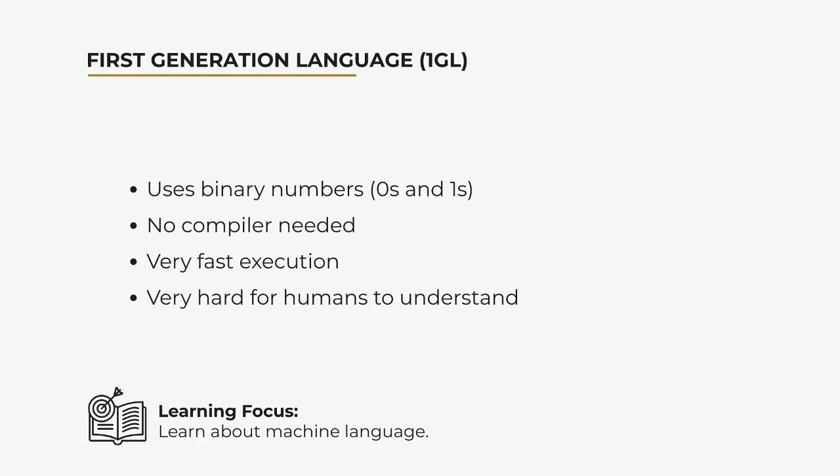First generation language, 1GL. First generation language is called machine language. It uses only zeros and ones. This language is understood directly by the computer. No translation is needed. It is very fast, but it is very difficult for humans.